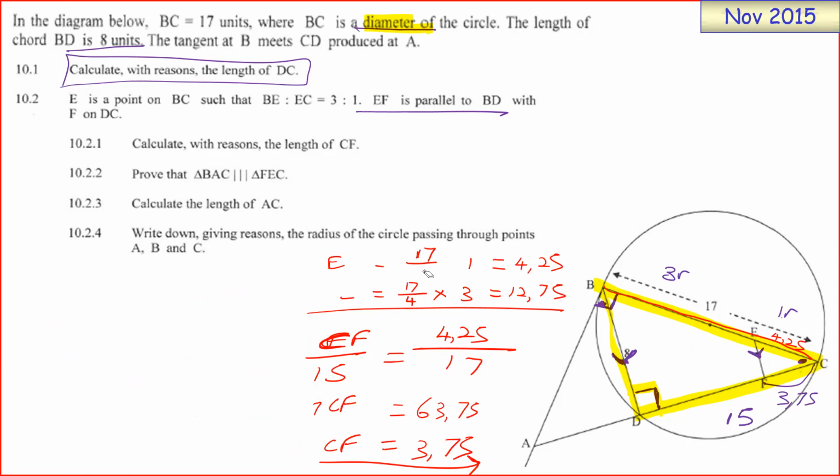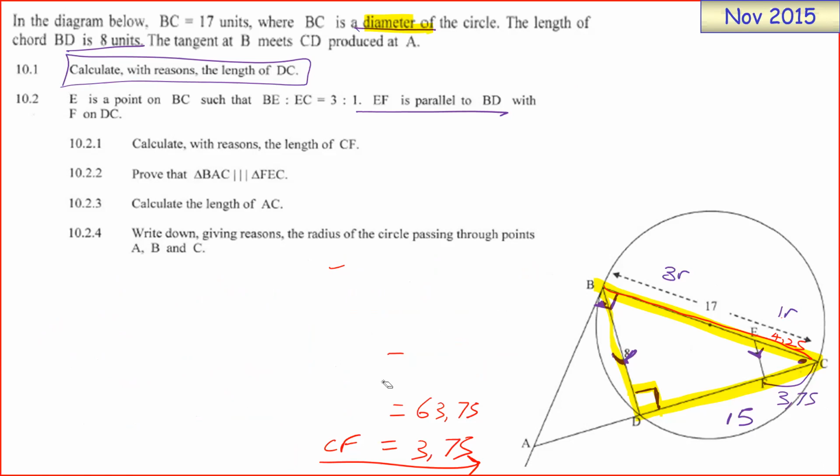Are we learning something on ratios here? Yes, sir. Well done. So basically in ratios, you're looking for a triangle which has parallel lines, and then you can use your proportion theorem. Next question is to prove that BAC.